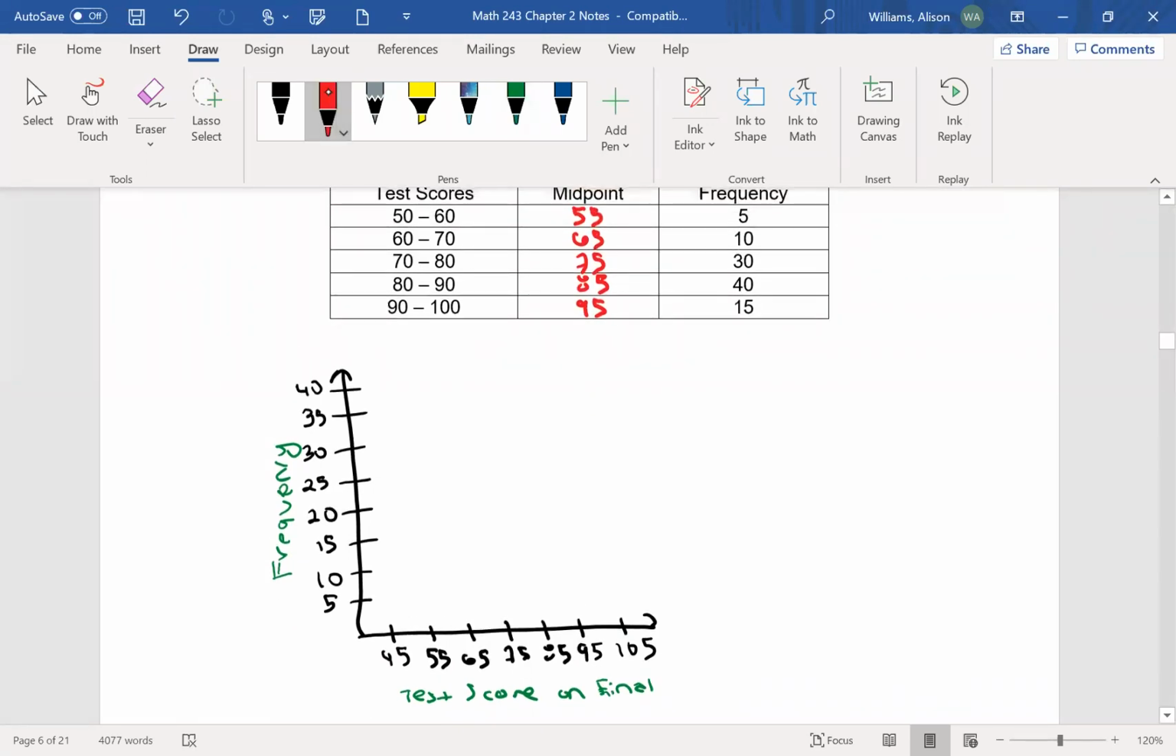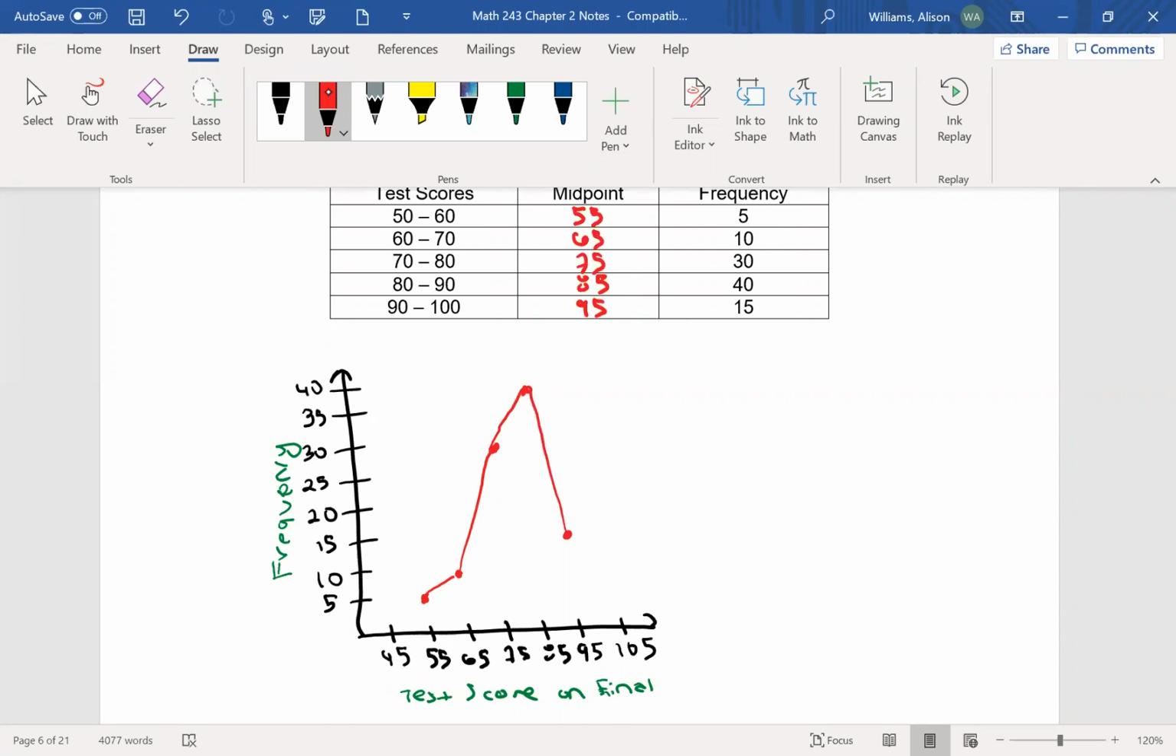Okay, so let's go ahead and plot each point. So 55 and 5, 65 and 10, 75 and 30, 85 and 40, and 95 and 15. And just like line graphs, we're going to connect each of these with a straight line. So it's kind of jagged. It's kind of a sad line. I don't know if that was much better. All right, there we go.